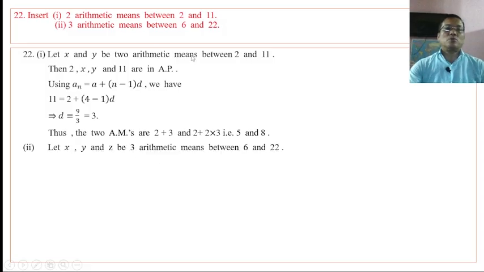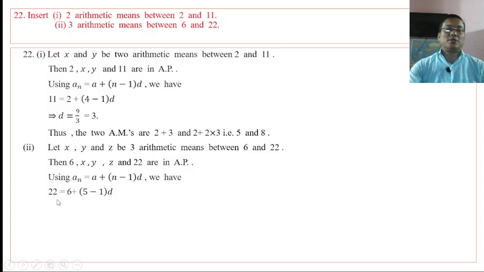For Roman number 2, we have to insert 3 arithmetic means between 6 and 22. Let x, y, z be the 3 arithmetic means between 6 and 22. Then 6, x, y, z and 22 are in AP. In this case, 6 is the first term, 22 is the fifth term. Using this formula, we have a_n is 22, first term is 6, number of terms is 5, d is to be found out, from which we get d equal to 4.